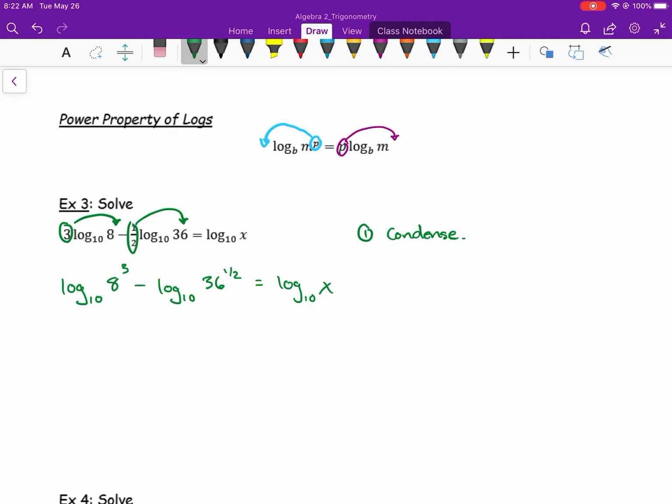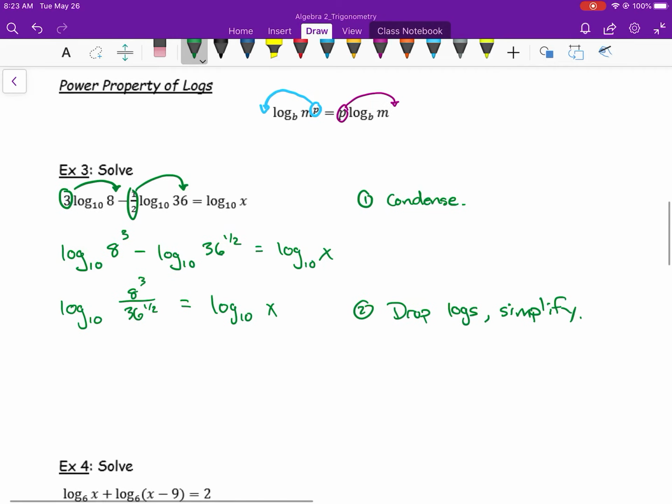And condense again and simplify. Alright, so the subtraction means we'll get division here. So I get log 10 of 8 cubed over 36 to the 1/2 power equals log 10 of x. Now we can drop the logs and simplify. Alright, so we get 8 cubed is 512. Square root of 36 is 6. Is equal to x.